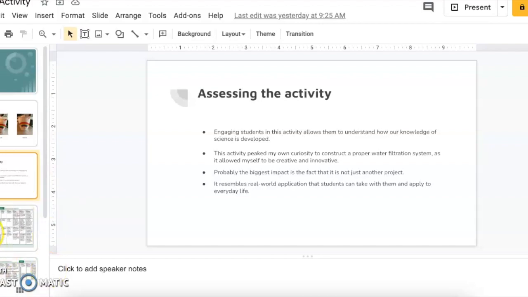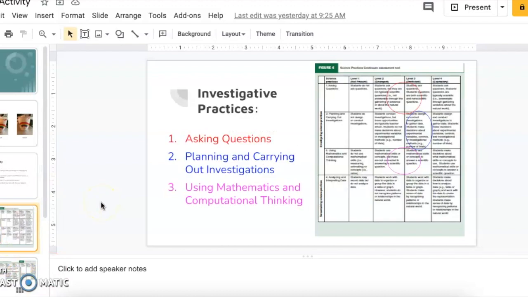So in terms of assessing this activity, it's broken down into three areas. The first one is the investigative practices. I have them circled based off of their levels there. So for asking questions, I put it between the emergent and the proficient area because it's a mixture of both teacher-led questions, such as asking them, can you filter the water?